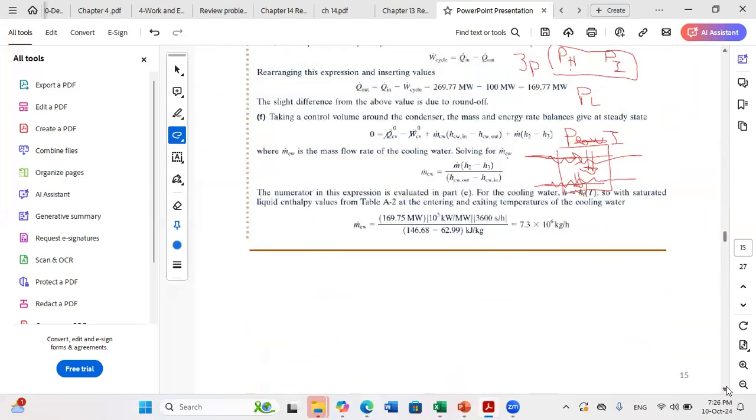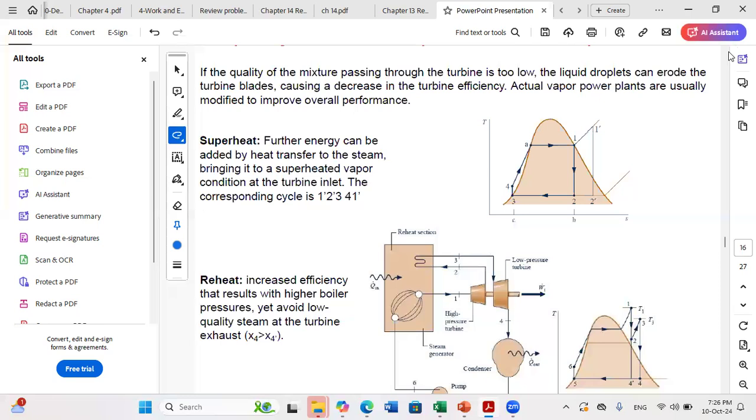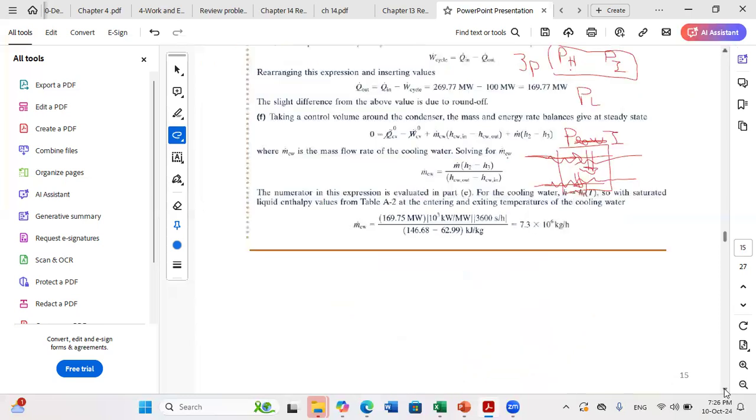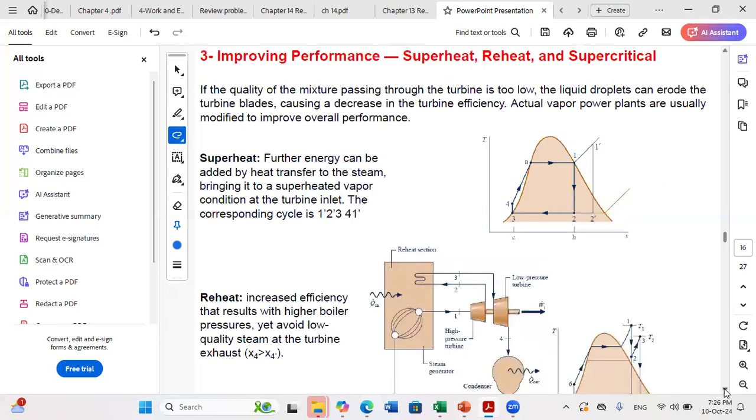Okay. Now, as we discussed together, we need to improve the performance of the basic cycle. So now we'll discuss several strategies in order to improve the performance of our basic Rankine cycle. As we said, one of the main limitations is the quality at the exit of the turbine. So we need to try to have a higher quality for point 2. So we need to shift 2 towards the right.